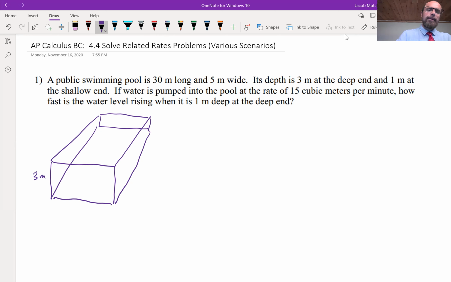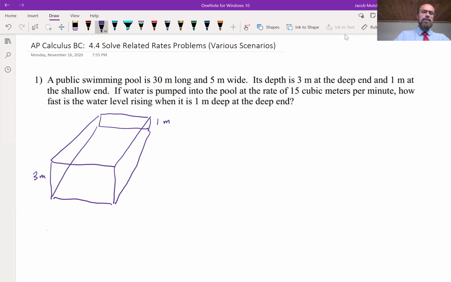Now, water is being pumped into this pool. And so, as you can imagine, most of the water is going to collect down here at the deep end. In fact, it will all be there up until the water reaches the very foot of that wall that's a meter high at the shallow end. So we've got this view of it.